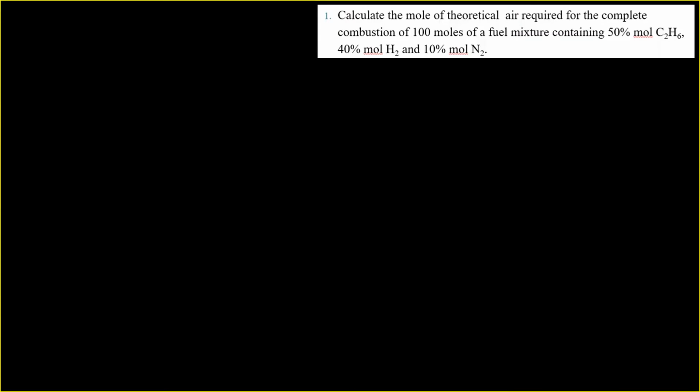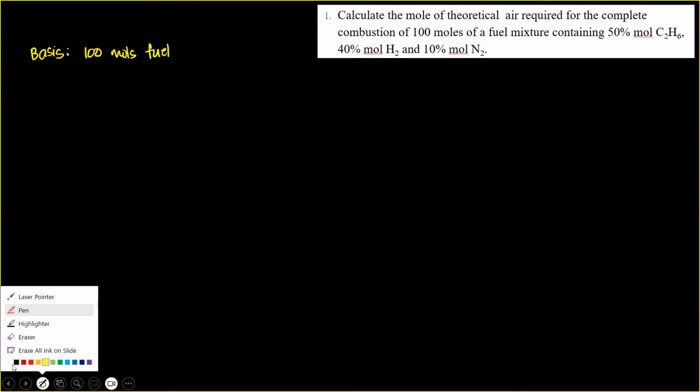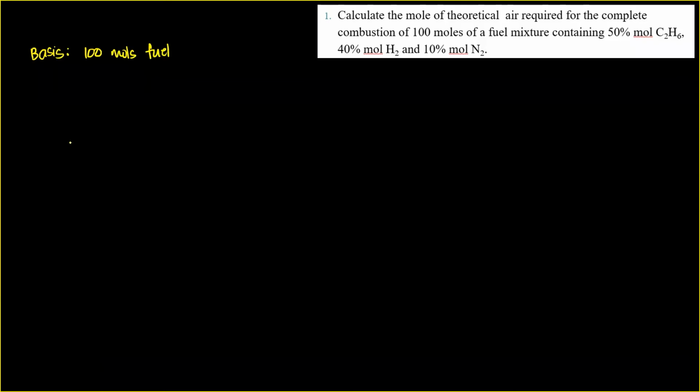So in here, let's write our basis. The basis would be 100 moles of fuel. So for the 100 moles of fuel, the fuel consists of C2H6, H2, and N2. So let's create a table. Moles: this is 50, this is 40, this is 10.